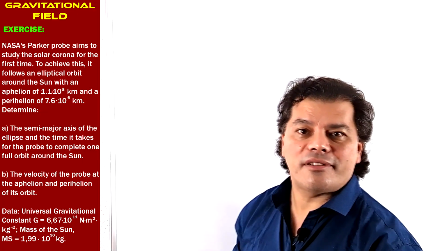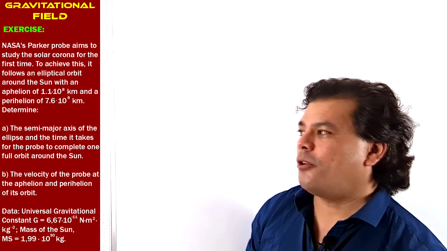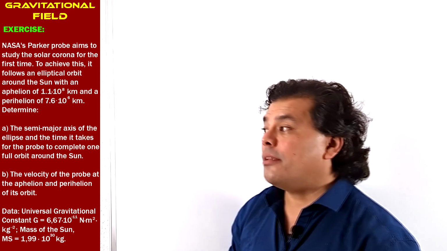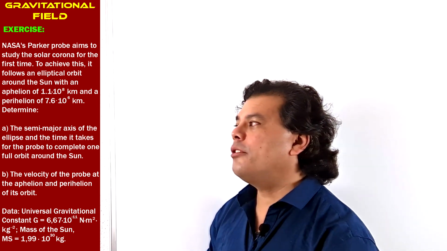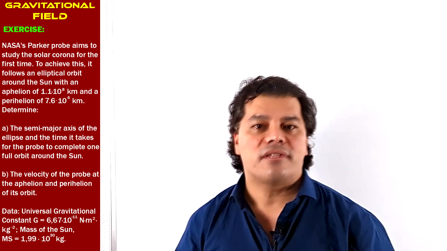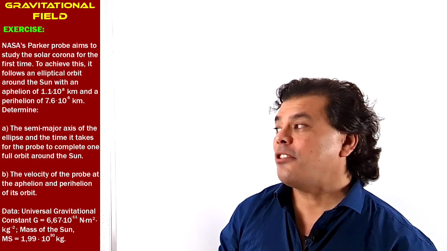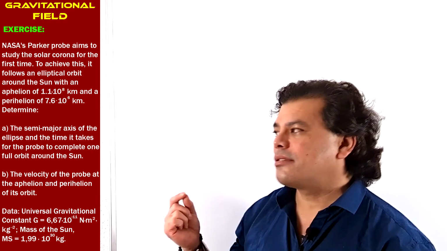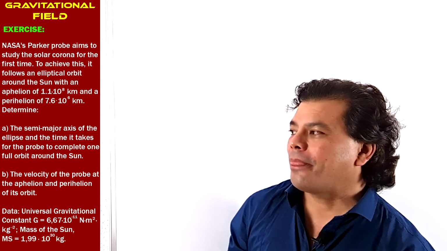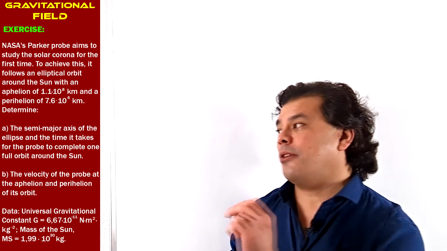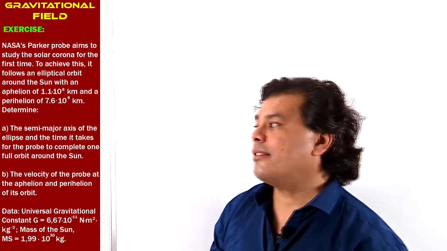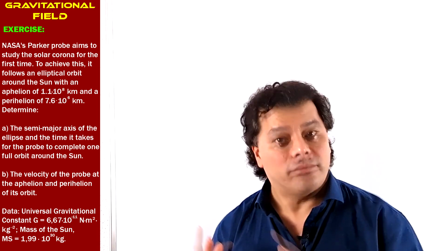First and foremost, let's read the statement together. It says that NASA's Parker probe aims to study the solar corona for the first time. To achieve this, it follows an elliptical orbit around the Sun with an aphelion of 1.1 times 10 to the 8 kilometers and a perihelion of 7.6 times 10 to the 6 kilometers. Determine the semi-major axis of the ellipse and the time it takes for the probe to complete one full orbit around the Sun. And section B, the velocity of the probe at the aphelion and perihelion of its orbit. We are given as data the universal gravitational constant and the mass of the Sun. So let's get to it.